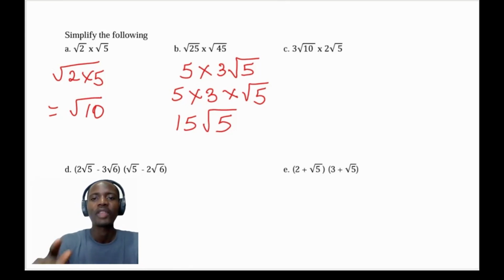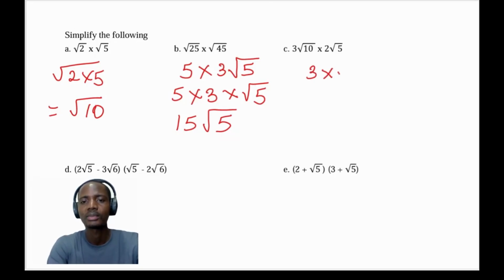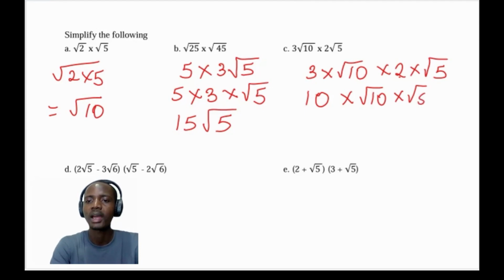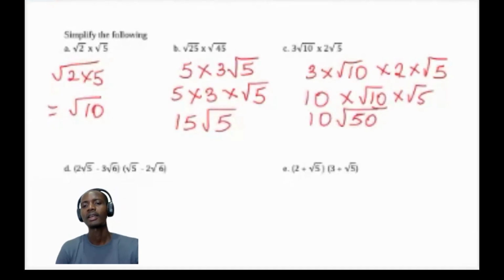Okay. Let's see the C parts. 3 root 10 times 2 root 5. Okay, I choose to write this as 3 times root 10 times 2 times root 5. So I can write this as 3 times 2, which gives 6. So now I have 6 times root 10 times root 5. Now, based on the rule, we know that it is the same thing as saying 6 times root 50. But we can simplify 50.